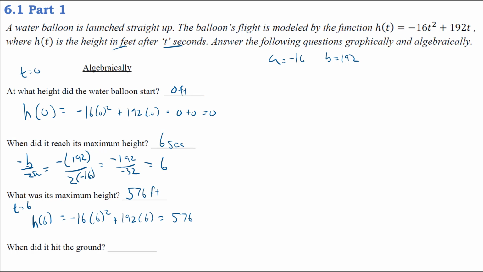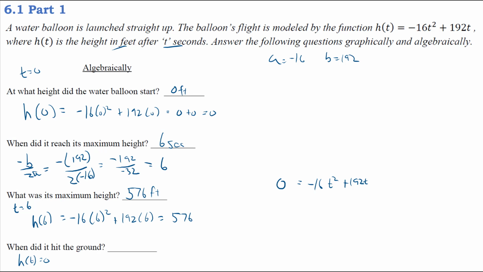Okay. And when did it hit the ground? In other words, we want to know when our height was at 0, right? So we want to know when h of t equals 0. We're going to take this equation and write it on this side: 0 equals negative 16t squared plus 192t. This equation probably looks a little familiar, and we're solving these quadratic equations.